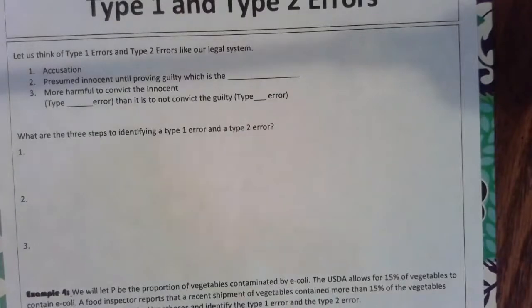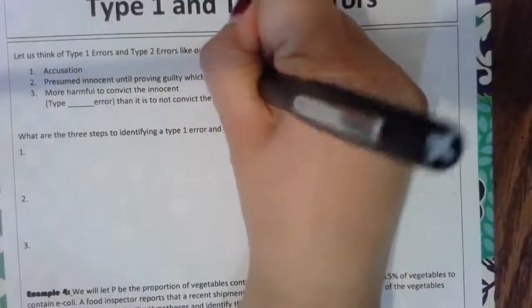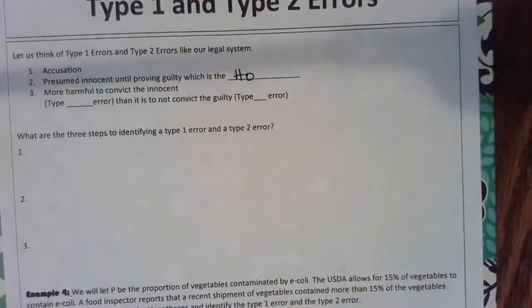Alright, so let us think of type 1 errors and type 2 errors like our legal system. So you have your accusation. You are presumed innocent until proven guilty. So our null set is true until proven false. Always innocent until proven guilty.